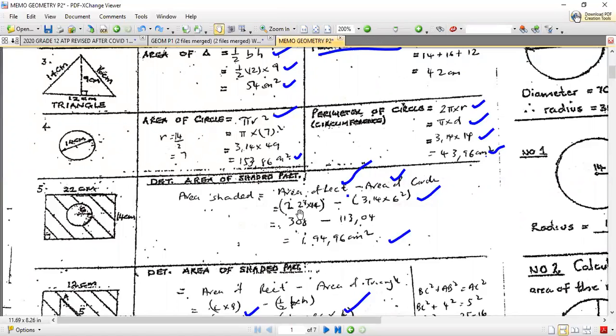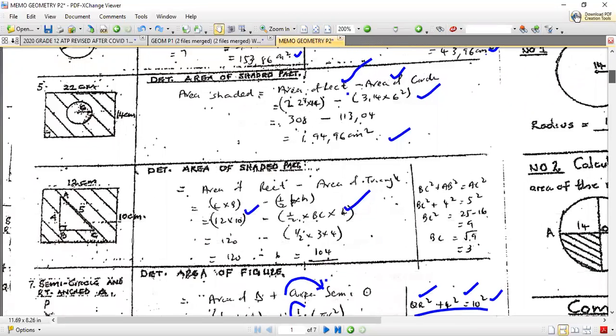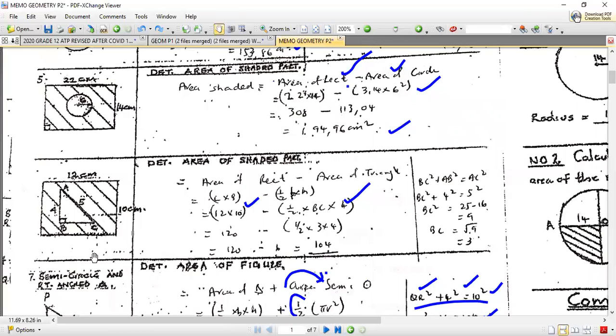The area of the rectangle, which is 22 times 14, minus 3,14 times 6 squared. In this case, r is 6. And if we calculate 308 minus 113,04, which is 194,96 centimeters squared. So this is what we're heading towards in our work, applying the basic shapes to more complex figures, as the syllabus stated.